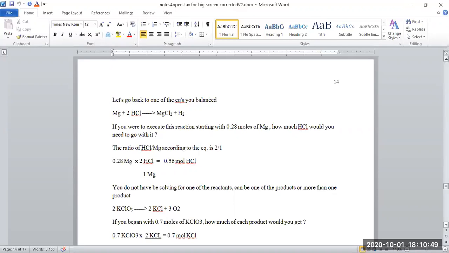Set it up so that it looks like a fraction. It still obeys the rules of math in that the thing you are looking for goes on the top, and the thing that you want to cancel out must go on the bottom. So I have 2 HCl's over 1 Mg, which basically means I need to multiply my 0.28 times 2, because dividing by 1 doesn't change anything. I need 0.56 moles of HCl. Straight up 2-to-1 ratio.